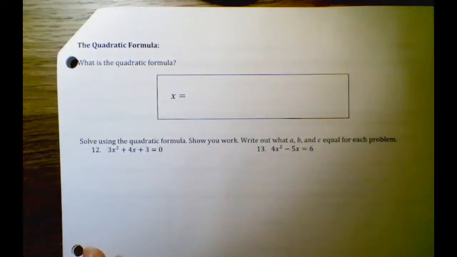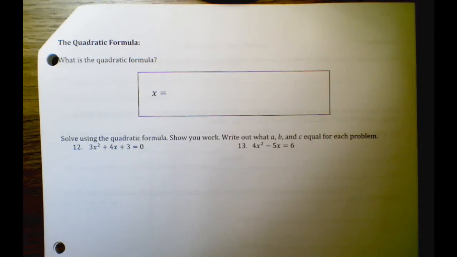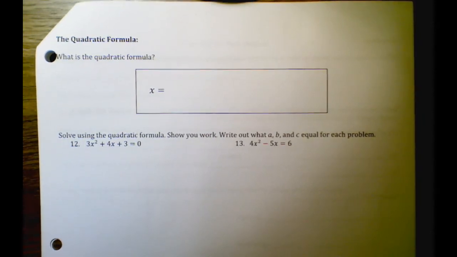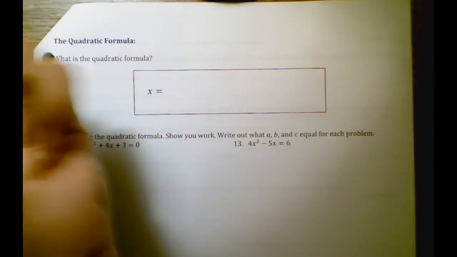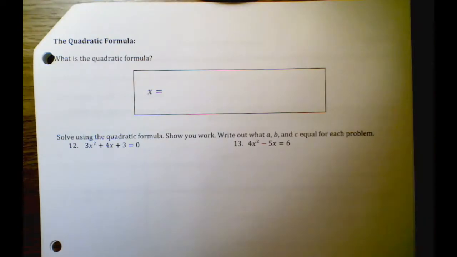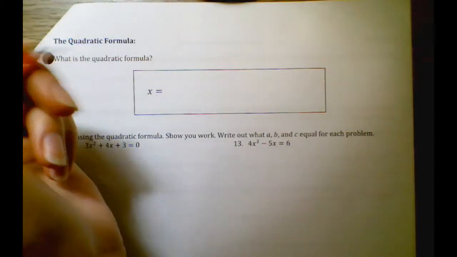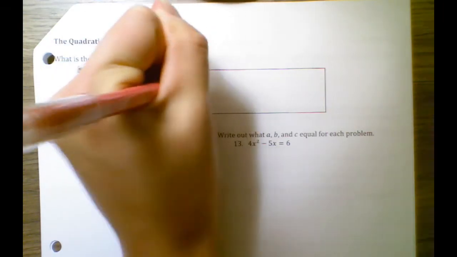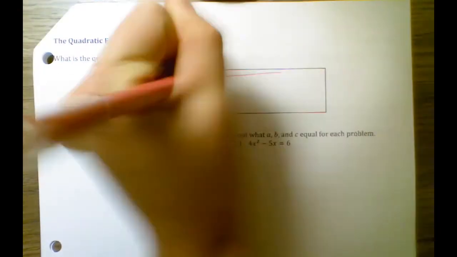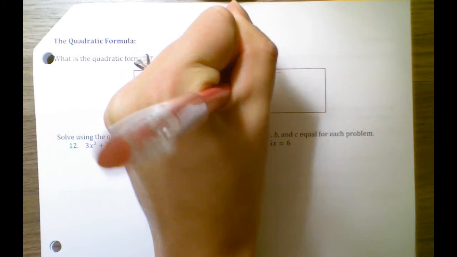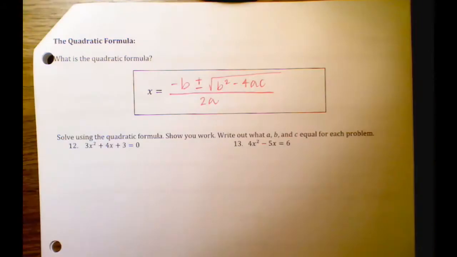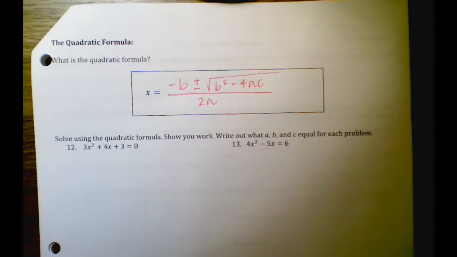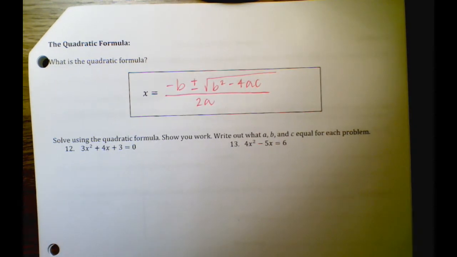Alright, the quadratic formula. What is the quadratic formula? If you can't memorize it, watch the Pop Goes the Weasel quadratic formula song, alright? So remember, I might sing it as I write it out, okay? So it goes, the quadratic formula is negative b plus or minus the square root of b squared minus 4ac all over 2a. I really apologize for my singing, but hopefully you'll remember it now.